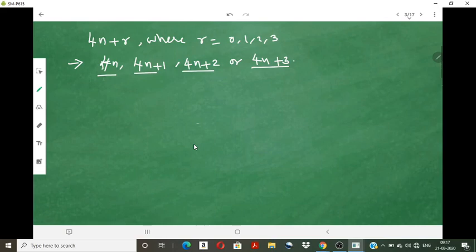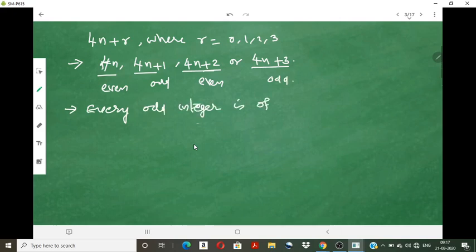Now 4n is even, and 4n plus 2 is also an even number. And any odd integer must be of the form 4n plus 1 or 4n plus 3, since 4n is even, 4n plus 1 will be odd, and 4n plus 3 is also odd. So if we consider any odd integer, with 4 as the base or divisor, it is either of the form 4n plus 1 or 4n plus 3.